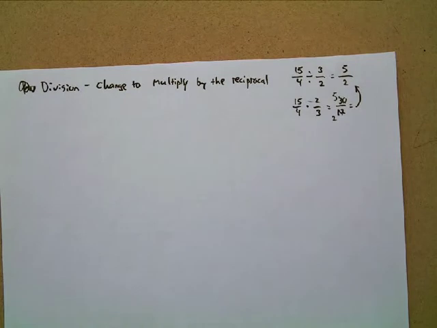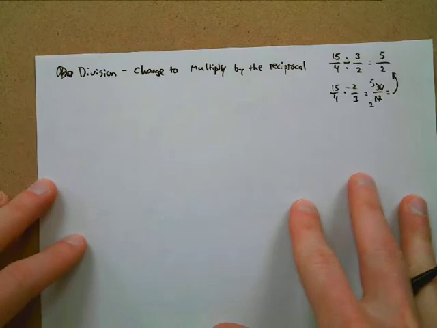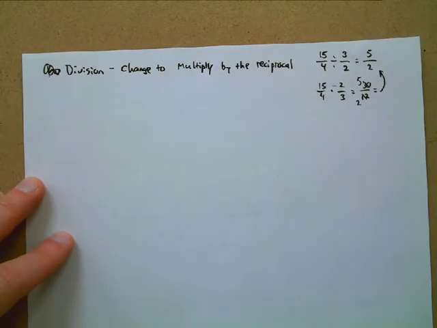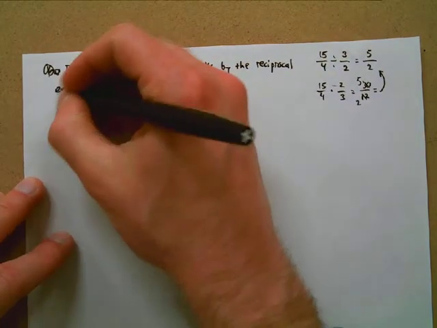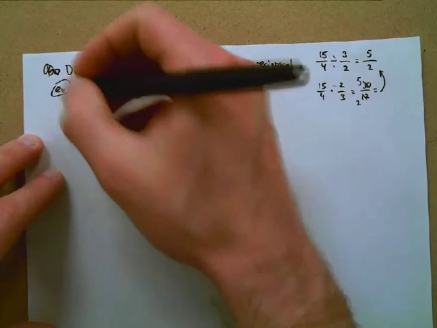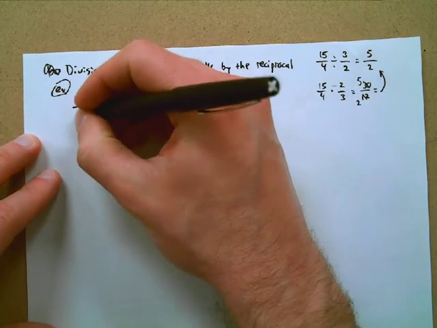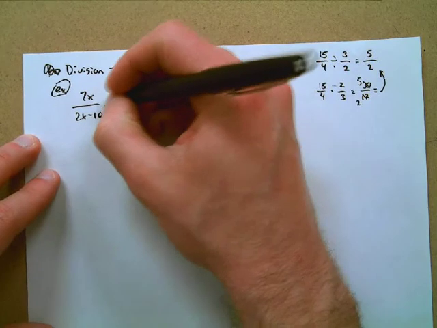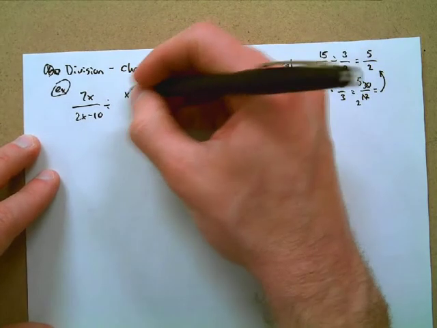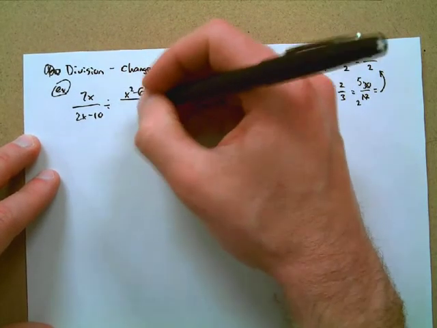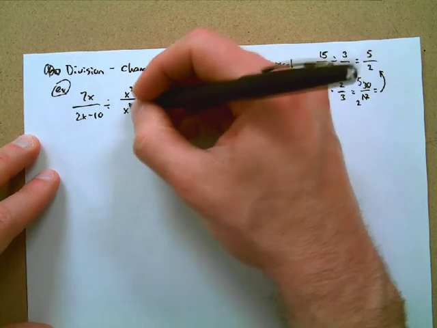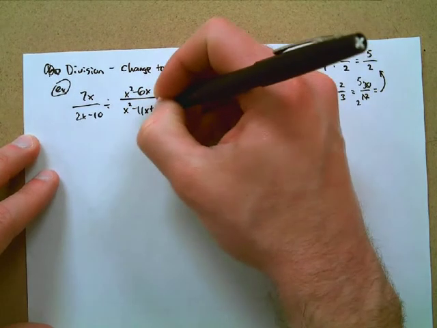Okay, so back to an example here then. Let's just do one. So let's say we've got 7x over 2x minus 10 divided by x squared minus 6x over x squared minus 11x plus 30.